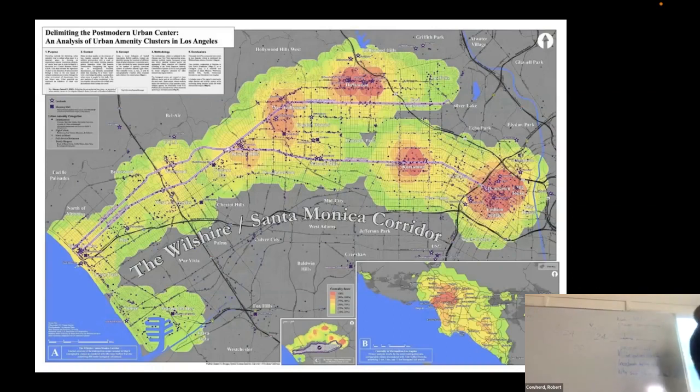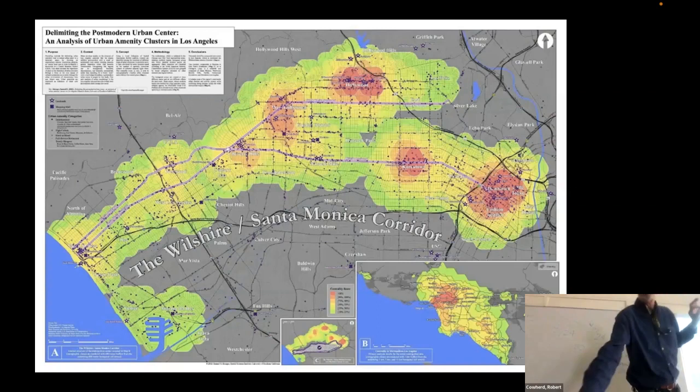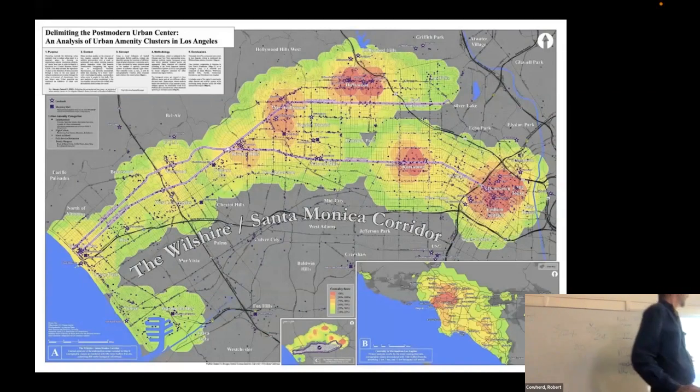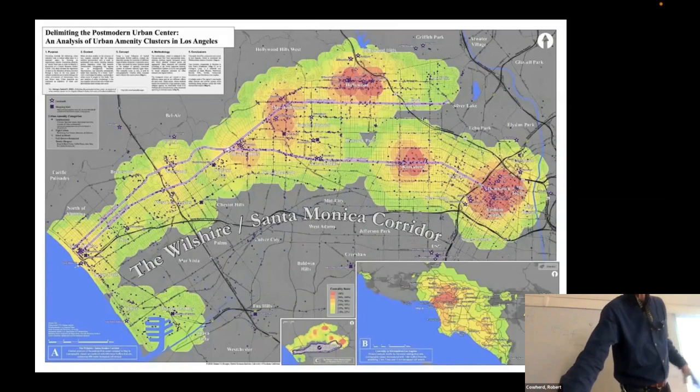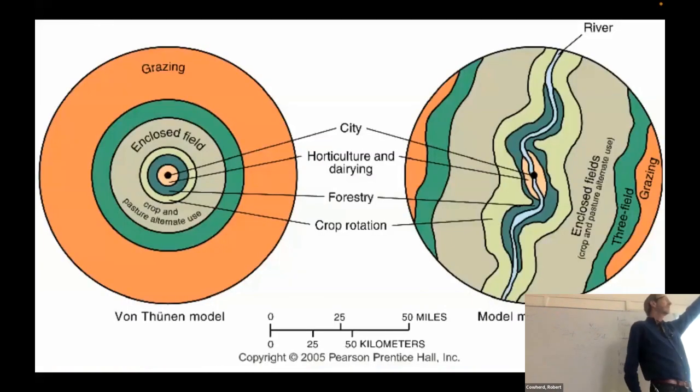Instead of being a single core that people locate themselves in relation to, Los Angeles is what we call a polynucleic city. It has multiple centers, separated by a network of freeways. How many people have spent significant time in LA, or have been to Los Angeles? What's it like? Crowded. Crowded with people? People, buildings, cars. Cars.